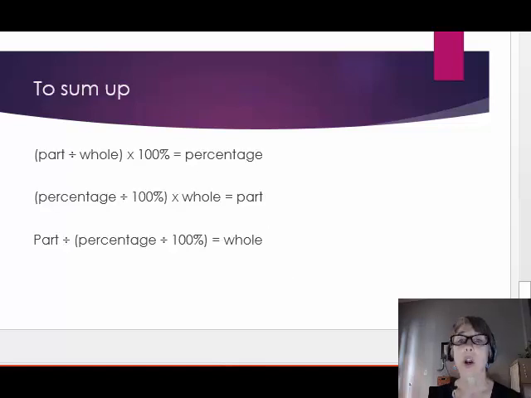To sum up, there are 3 ways we can use percentages in this class. To calculate a percentage from a fraction, take the fraction and multiply by 100. We can calculate the part from the percentage and the whole, and we can calculate the whole from a part and a percentage. Remember, when we use a percentage mathematically, we must convert it to decimal form.